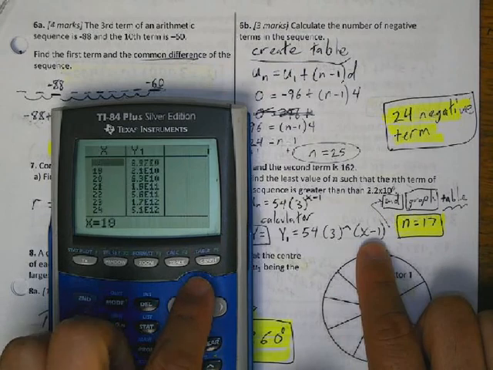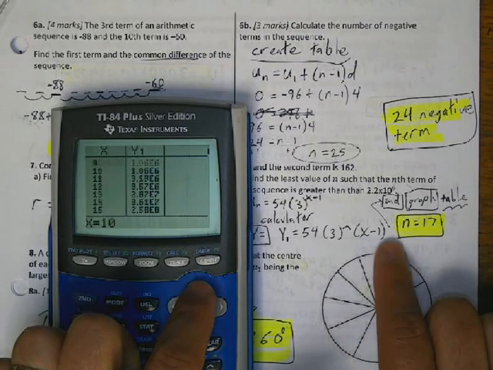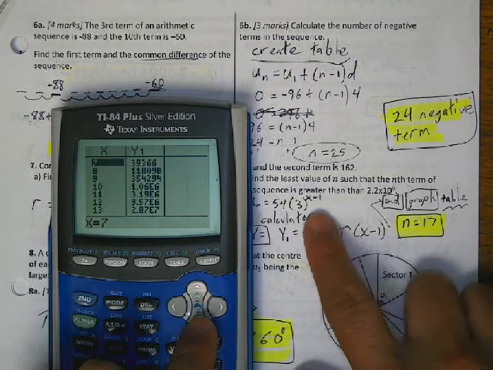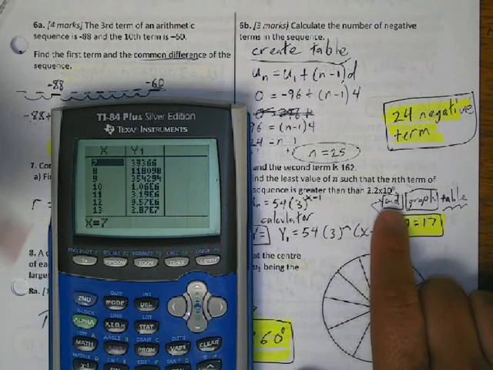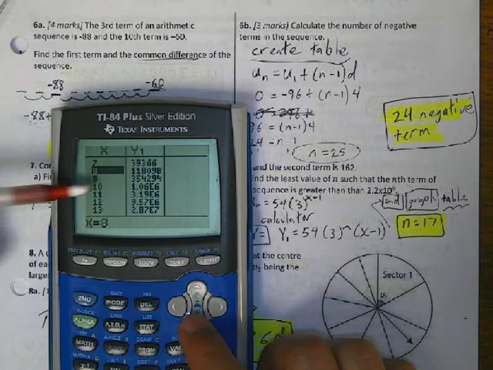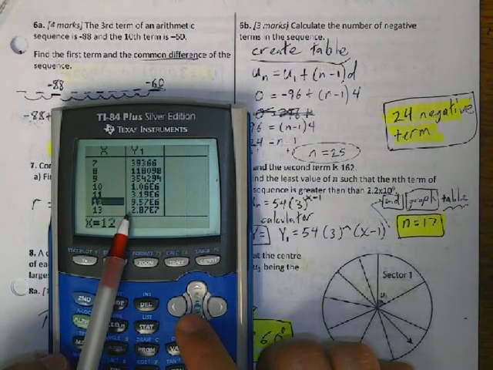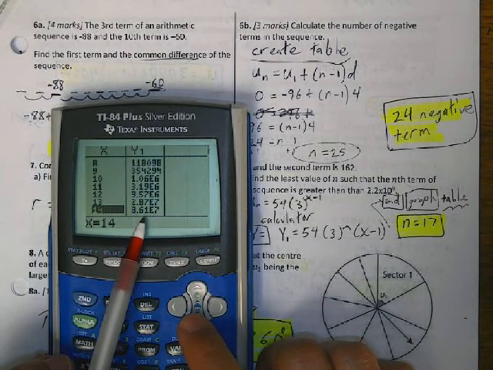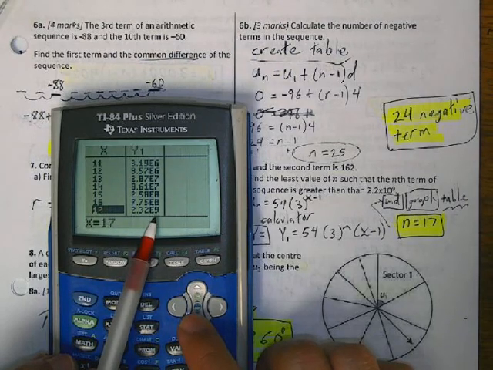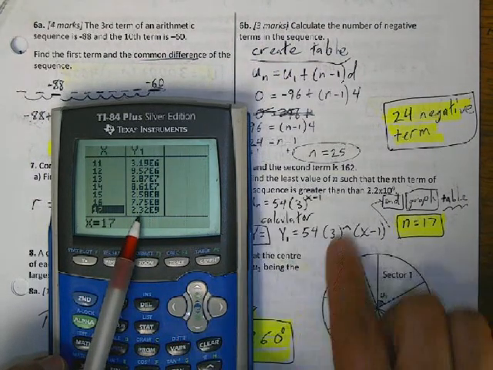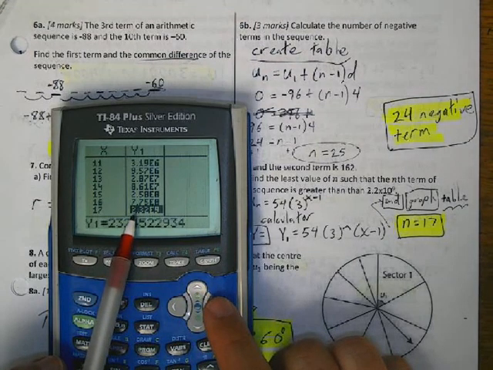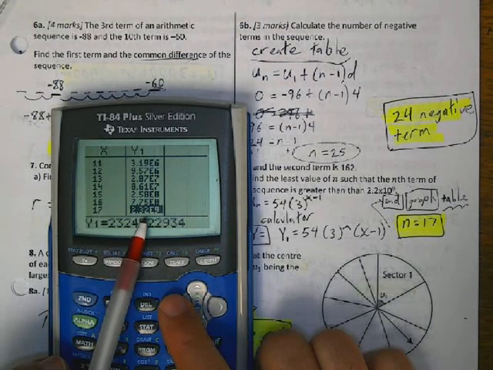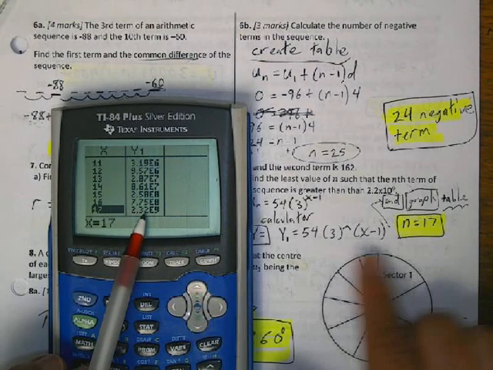Okay, well, we want to find the first term that's greater than 2.2 times 10 to the 9th. So, okay, this is 10 to the 8th, 10 to the 9th, 2.2 times 10 to the 9th. And as you can see here, I've got 2.3 times 10 to the 9th. So that's going to be when n is 17.